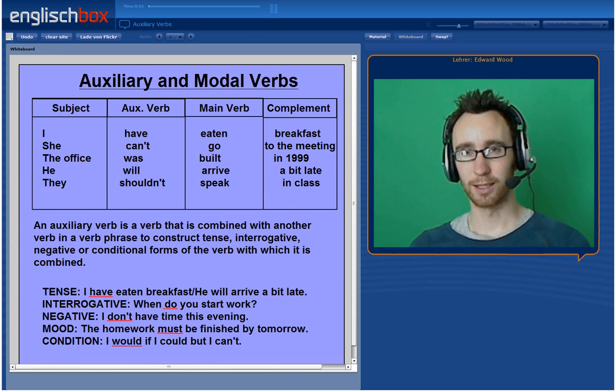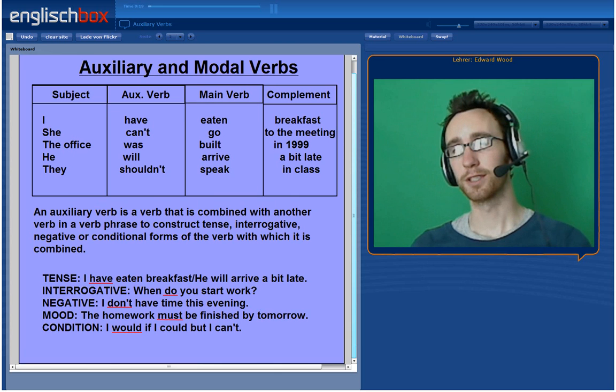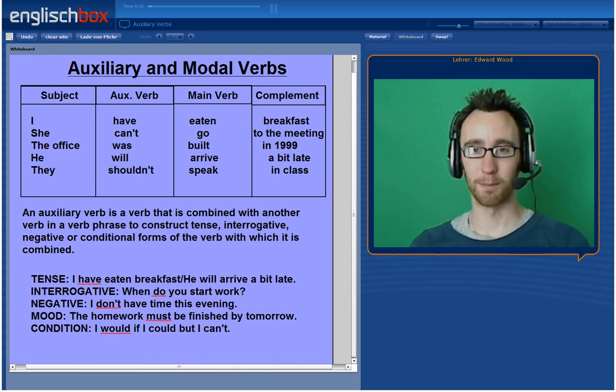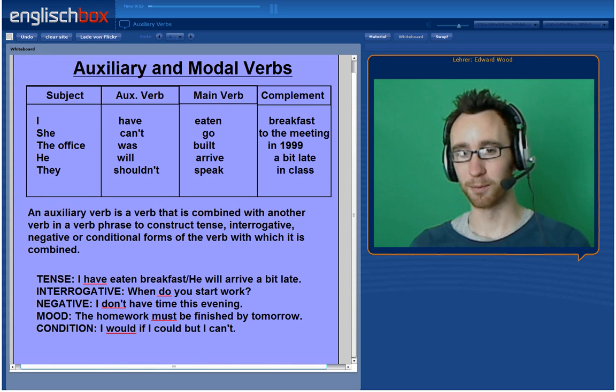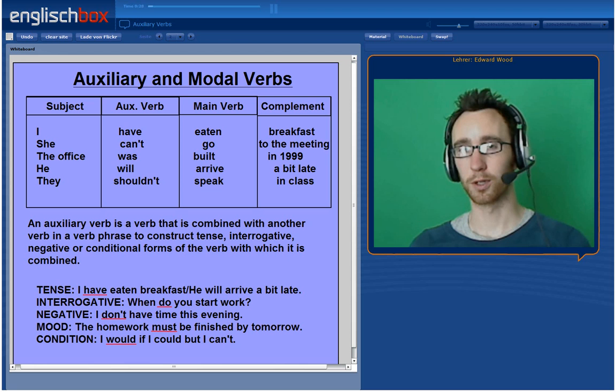So what is an auxiliary verb? If you look at the definition underneath the table, you can see that an auxiliary verb is a verb that is combined with another verb in a verb phrase to construct tense, interrogative, negative or conditional forms of the verb with which it is combined.